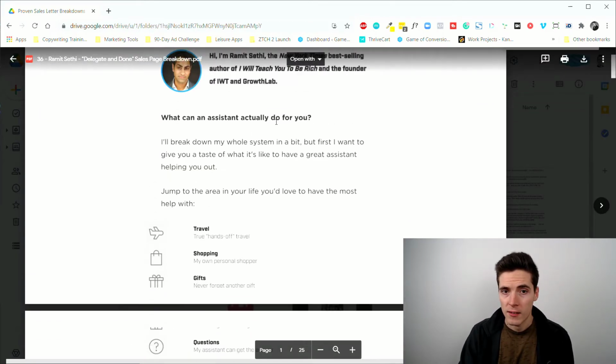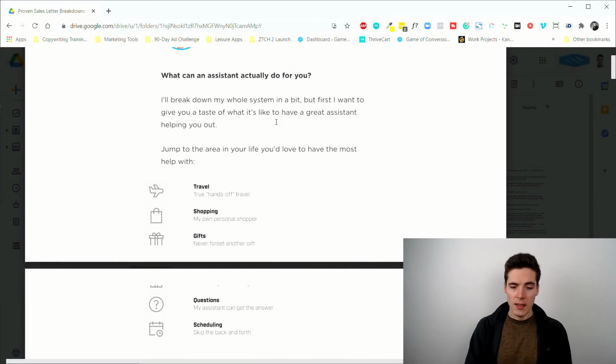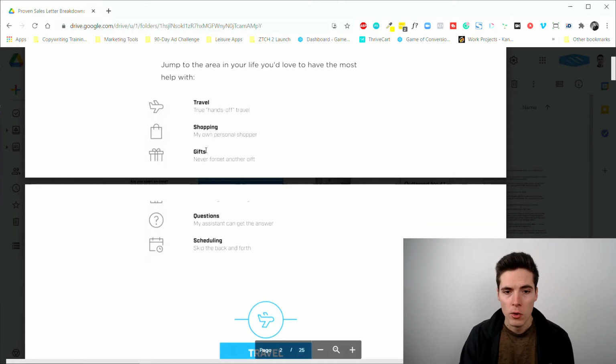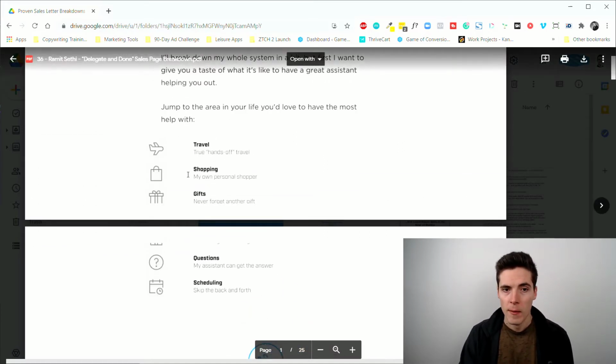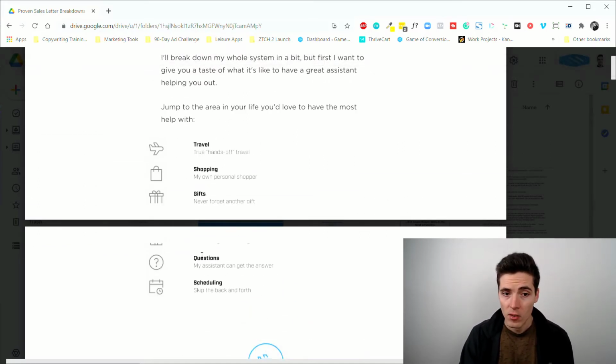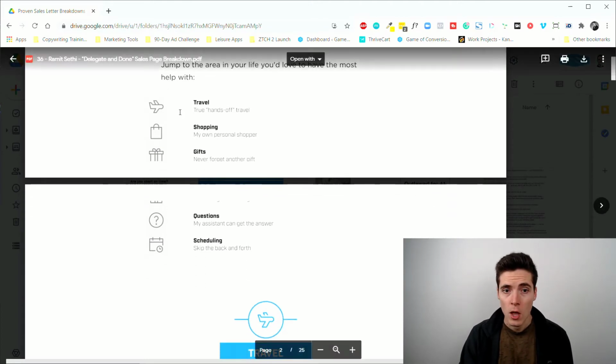Then what can an assistant actually do for you? This specific part is still the "paint the dream" part. It's basically highlighting how much better your life could be if you had an assistant. And he gives a bunch of examples. You can optimize your travel, shopping, gifts, questions, scheduling, all these things.